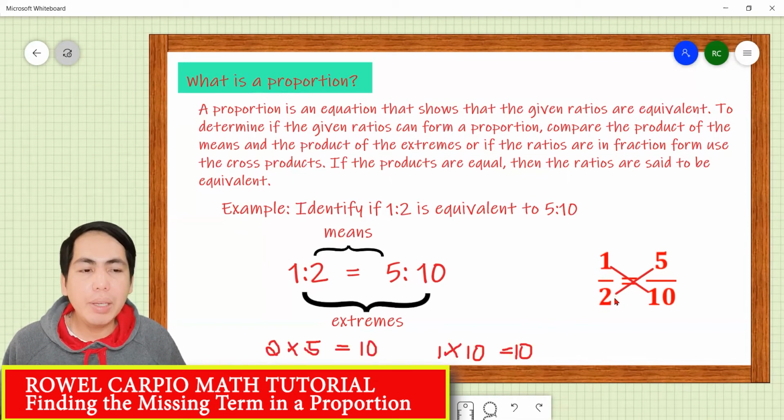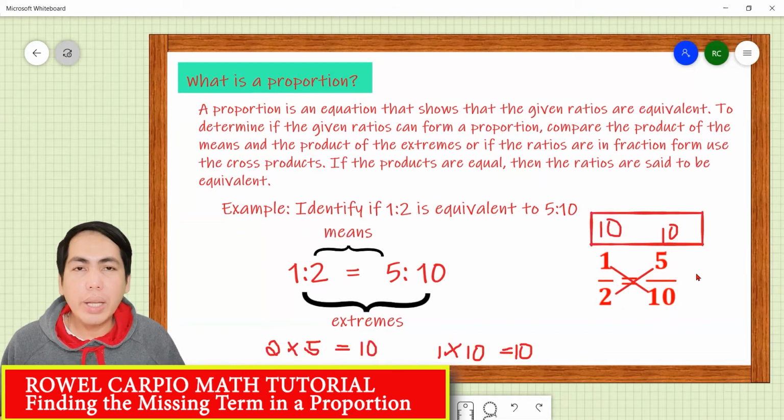If we are using the fraction form, we can use the cross products. So the denominator of the first fraction will be multiplied to the numerator of the second fraction. So 2 times 5 will give us 10. While the denominator of the second fraction will be multiplied to the numerator of the first fraction. So 10 times 1 is 10. So that means 1:2 is equivalent to 5:10 and they can form a proportion.